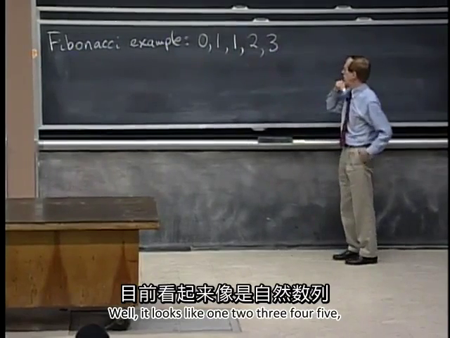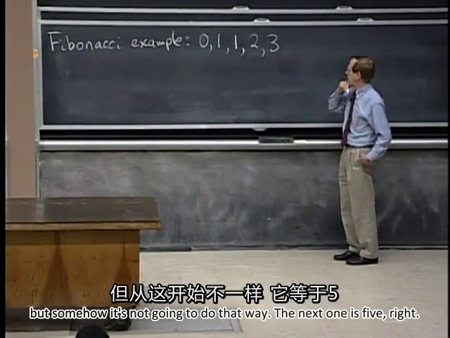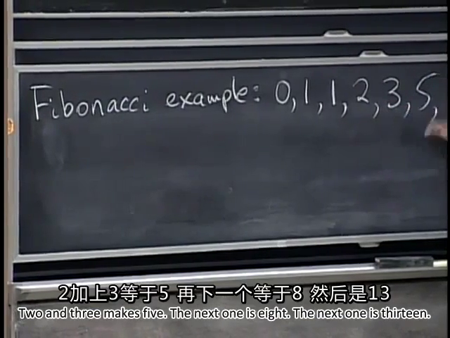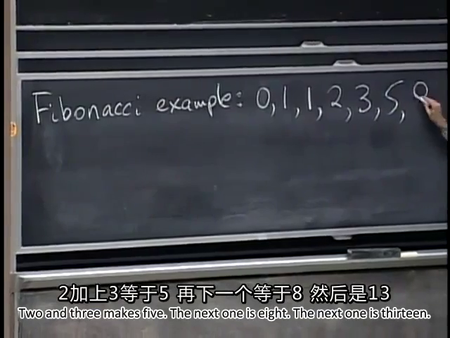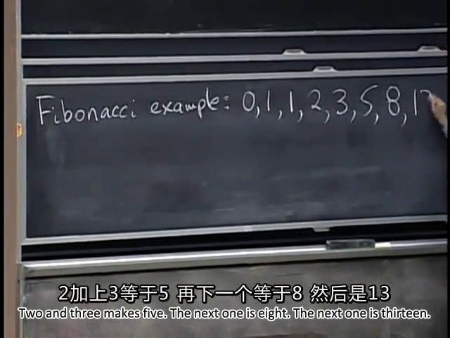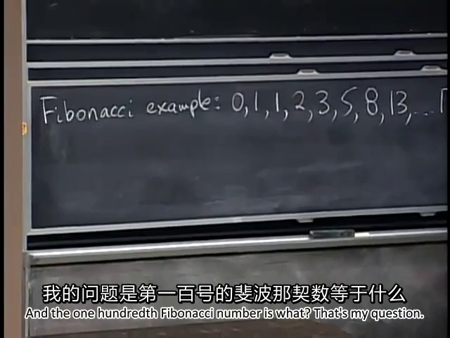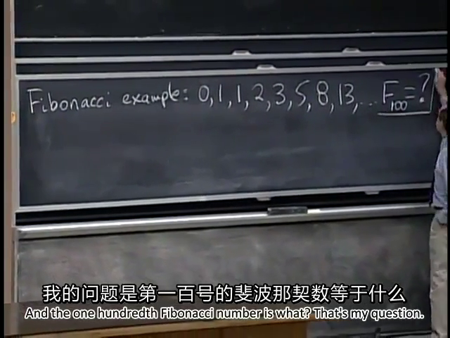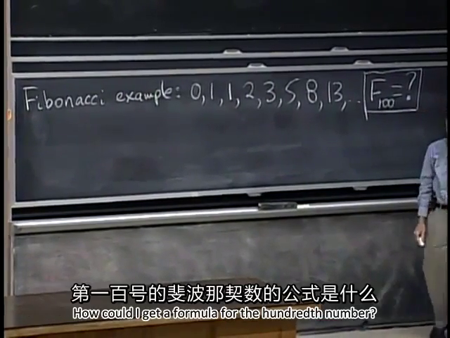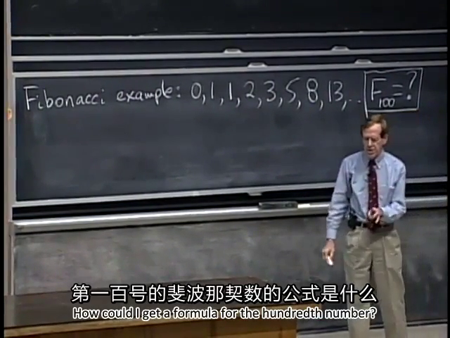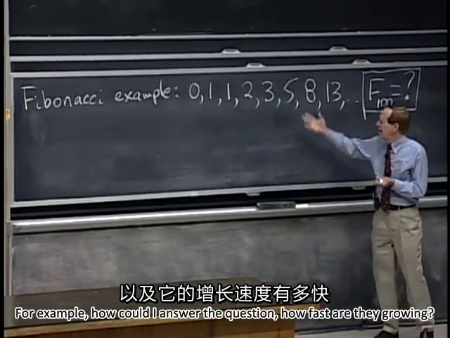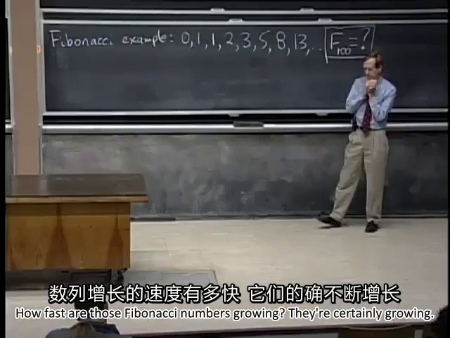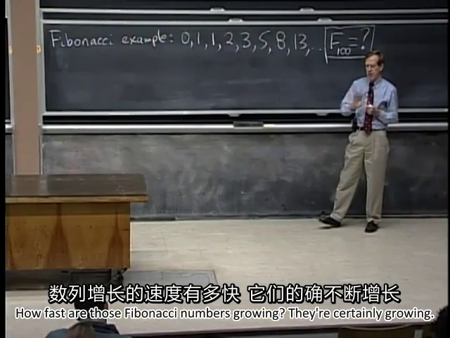Well, it looks like 1, 2, 3, 4, 5, but somehow it's not going to go that way. The next one is 5, right. 2 and 3 makes 5. The next one is 8. The next one is 13. And the 100th Fibonacci number is what? That's my question. How could I get a formula for the 100th number? And for example, how could I answer the question, how fast are those Fibonacci numbers growing?